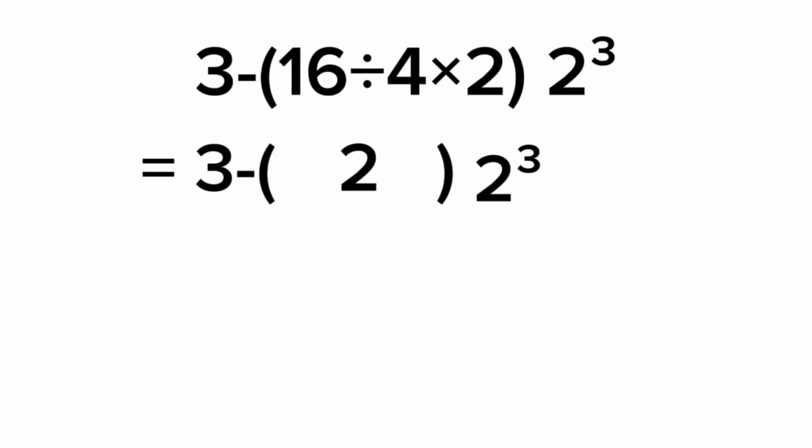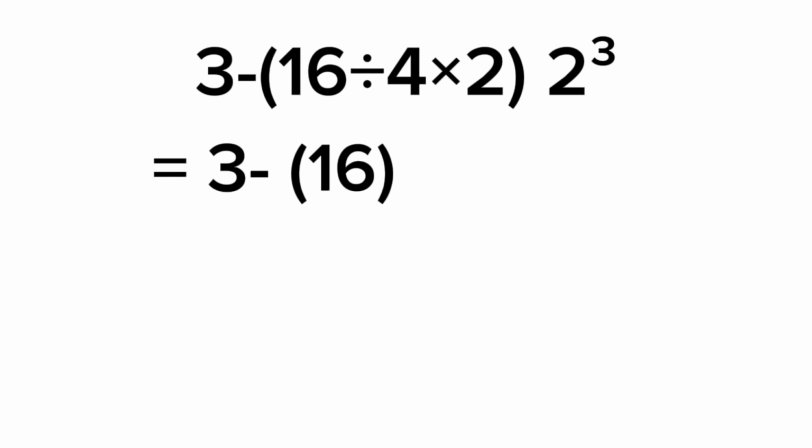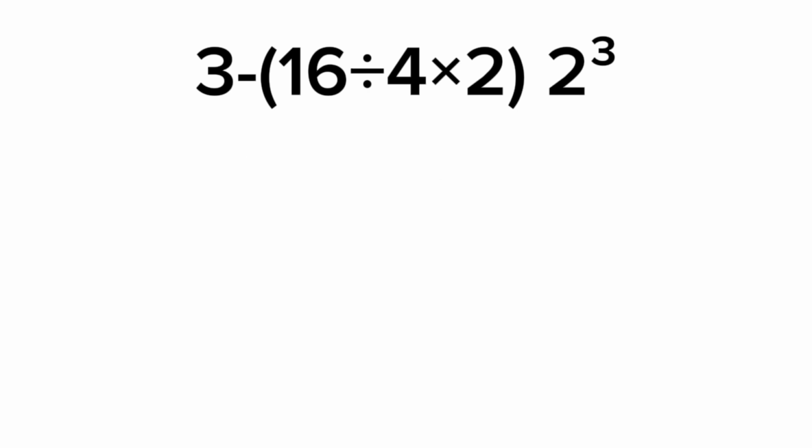In the next step, they go for the exponent, and instead of this expression, they write 3 minus 2 multiplied by 8. And in the final step, they go for the multiplication between 2 and 8, because they believe multiplication has a higher priority than subtraction. So they rewrite this equation as 3 minus 16, which finally gives them the answer minus 13. But that's definitely wrong.